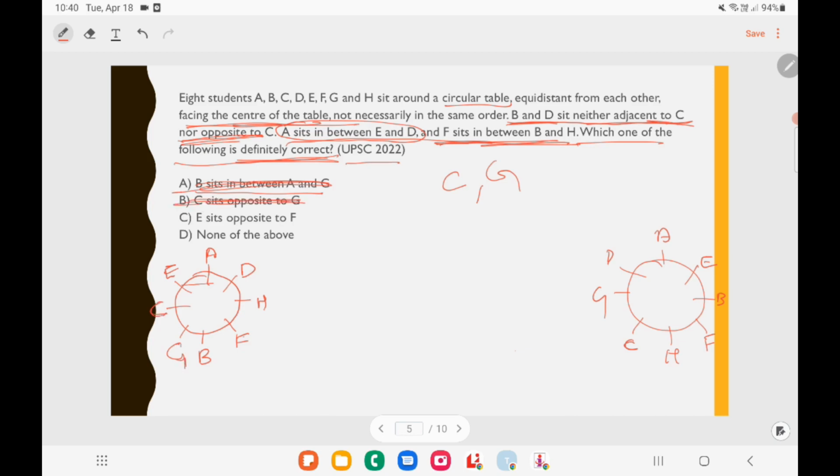Now E sits opposite to F. In this case, it is E sitting opposite to F. That is correct. But in this case, E is sitting opposite to C, not F. So this is also wrong. So option D is the right answer.